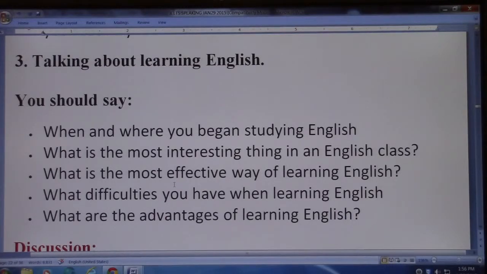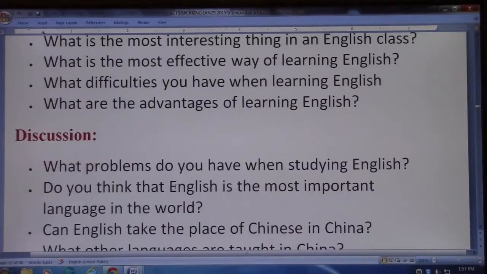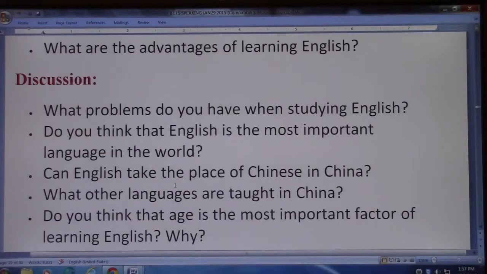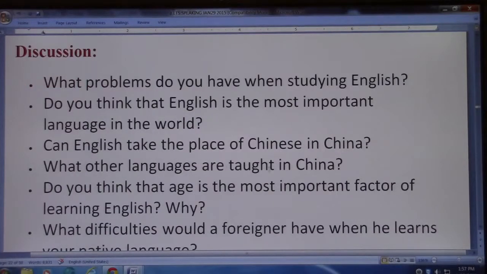So what are the advantages of learning English? Of course, you can communicate with people around the world and make friends, and also when it comes to business, university and college, work and study, it's very useful. And trips and vacation. Discussion: what problems do you have when studying English? Do you think that English is the most important language in the world? Can English take the place of Chinese in China? What other languages are taught in your country? Here it is China, but you can say your country. So English is a second language and also a foreign language.